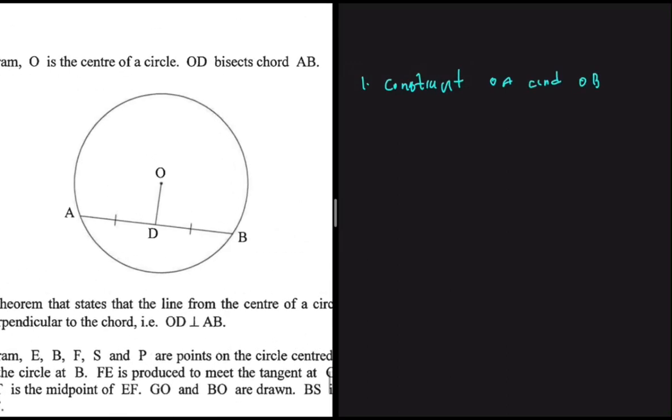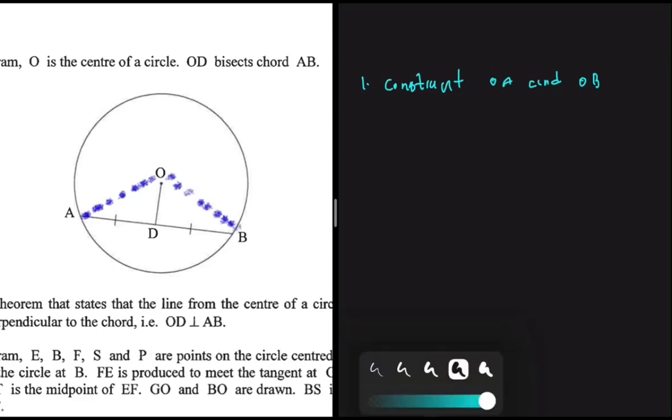We need to prove that a line from the center that bisects the chord is perpendicular to the chord. We're going to do that in 3 easy steps, right? So step number 1 is to make some construction. So let's go ahead and construct OA and OB. Let me show you what I'm talking about. So we are going to join OA here. Let me just do that real quick, and then we're also going to join OB, right?